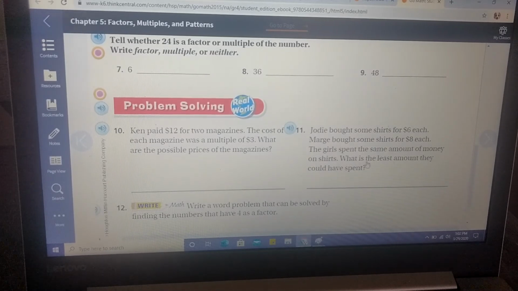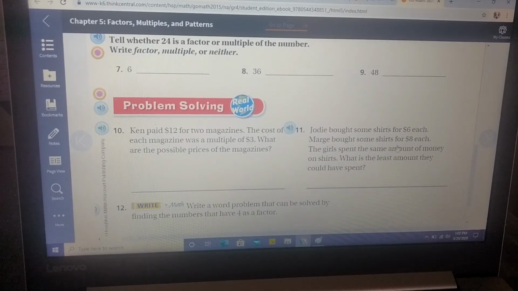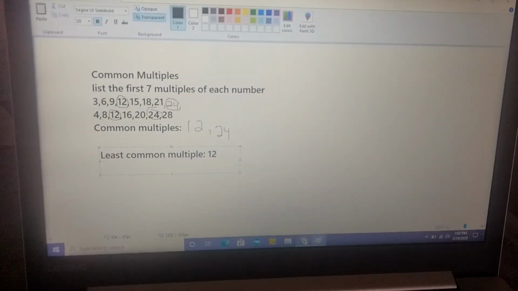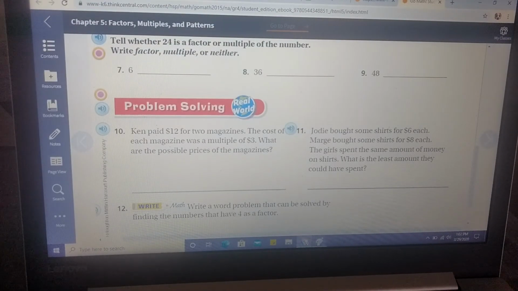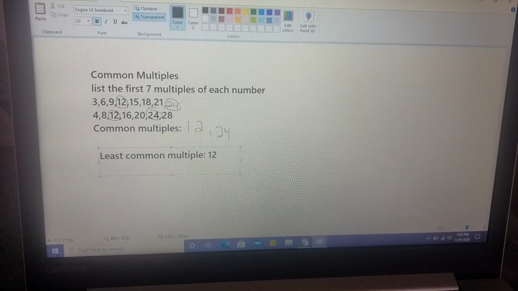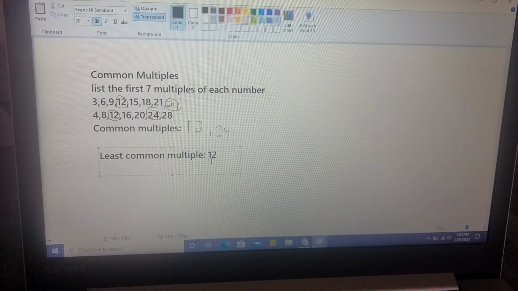See this word least? This is where you're going to list multiples of 6 and 8 till you find one that's the same. The first one that you find that's the same would be your least one. Just like what we did over here. We listed multiples of 3 and 4. The first one was 12, so that would be the least.